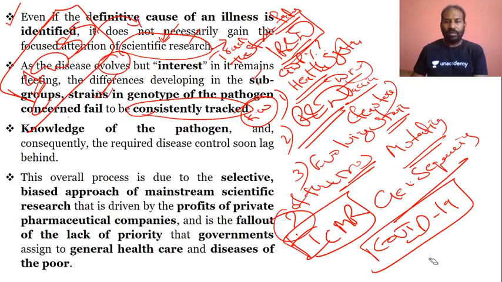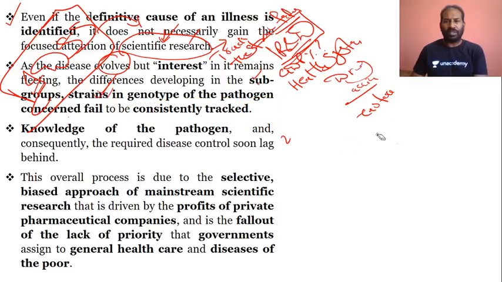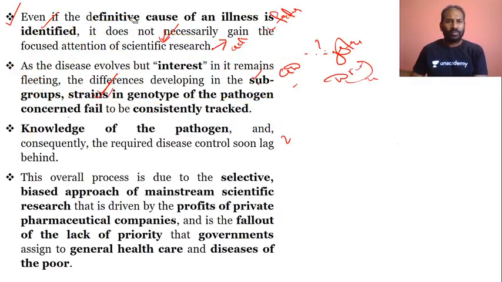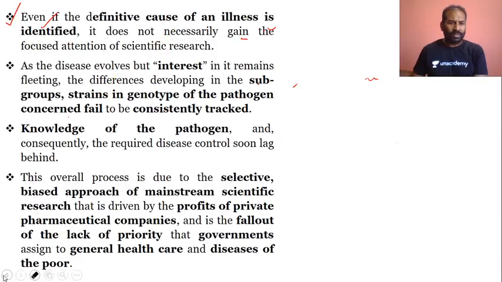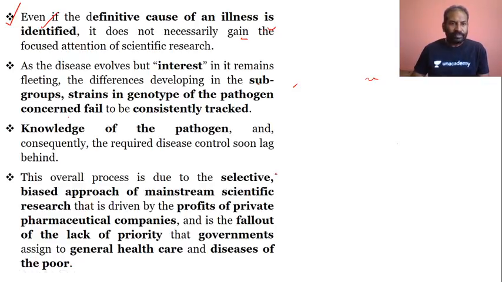the vaccine. It will take 1 to 2 years minimum, they were saying, the WHO. But if all the countries come together, probably they might come up with it in 6 to 10 months itself. So knowledge of the pathogen is very important.